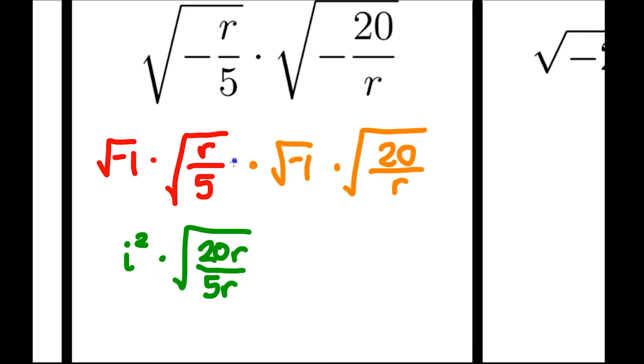Okay, so basically I just multiplied across. R times 20 is 20r, 5 times r is 5r. Now this simplifies for us here, so 20 over 5 is 4 over 1. The r's cancel, so you end up having the square root of 4, which is just 2, times i squared, which is -1. So your final answer ends up being -2.